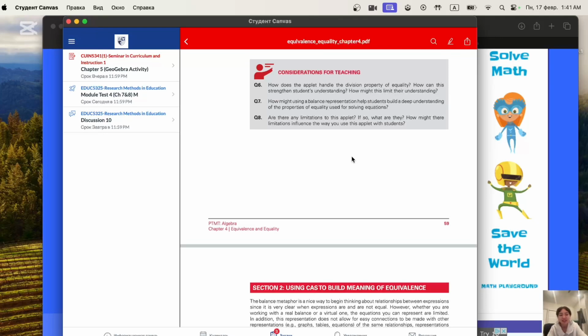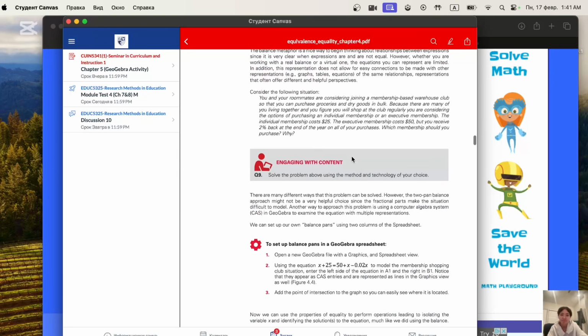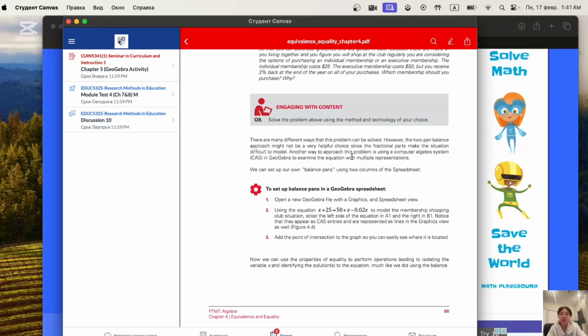It doesn't always work with functions or complex equations. Students might rely too much on visuals and struggle with solving equations without them. It is best to use the applet as a supporting tool, not the main teaching method. Question number 9.